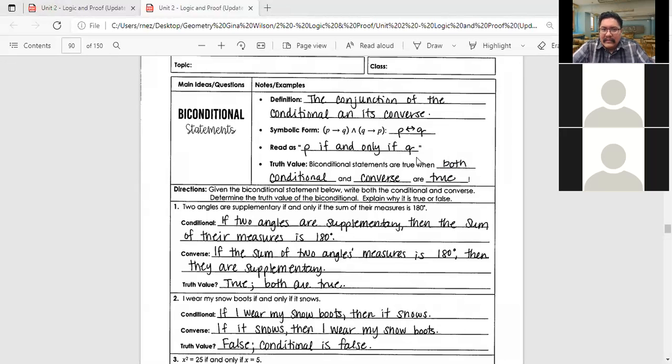All right, so where are we? Read as P if and only if. So that's what that little double-sided arrow means. If and only if. So truth value, biconditional statements are true when both the conditional and the converse are true. So again, conditional is like the original, and then the converse is the switched version. I'd probably come up with an example, but it probably wouldn't be as good as the ones they have. So I'm just gonna stick with the lesson.